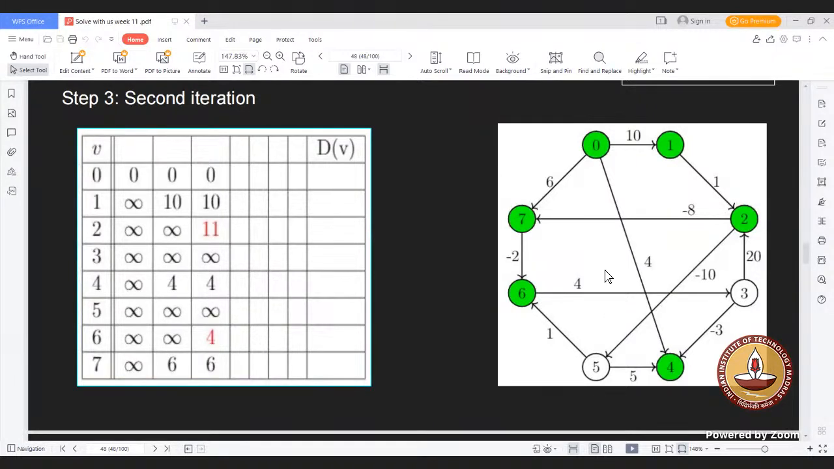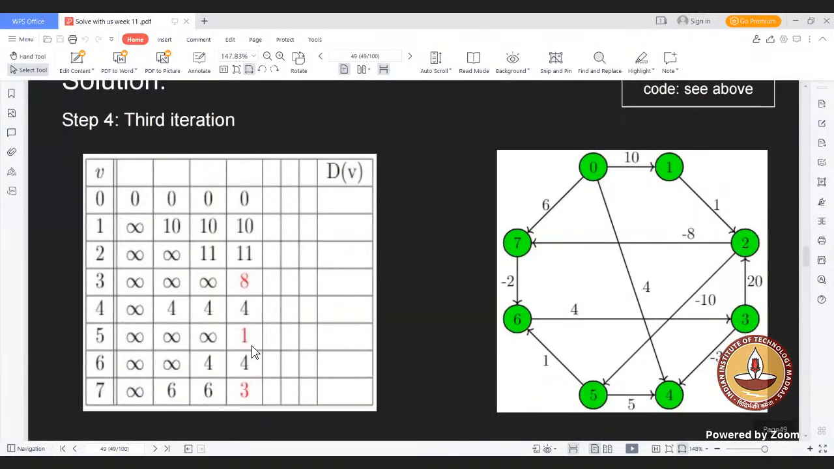Have everyone noted down on paper? So what will be the value? This will be 0, 10, and this will be 11 as it is. What is the new value that we got here for 0 to 3? 8. So for 0 to 4, it will again be 4 only, no change. For 5 we got the value 1. For 6 it is 4 as it is. For 7 the new value is 3 instead of 6. The updated values are these.